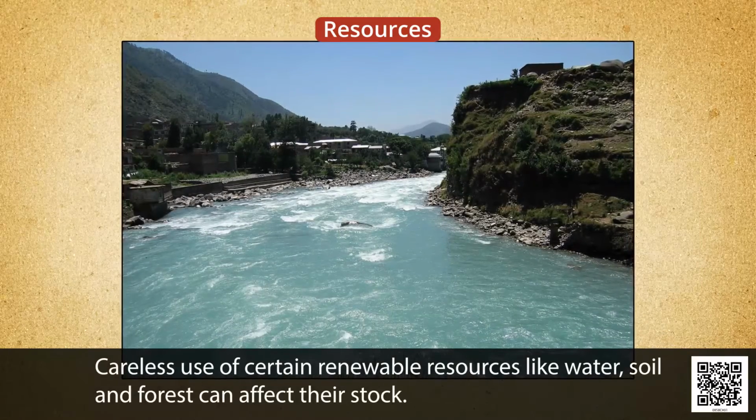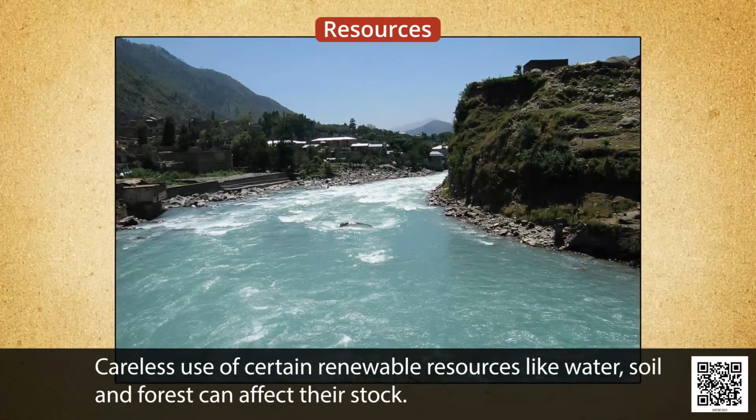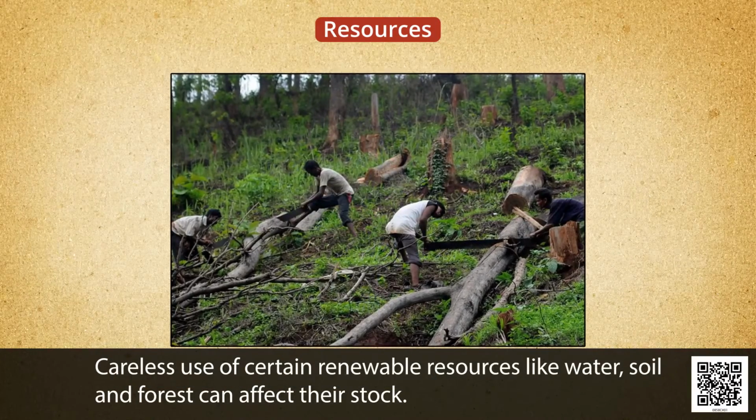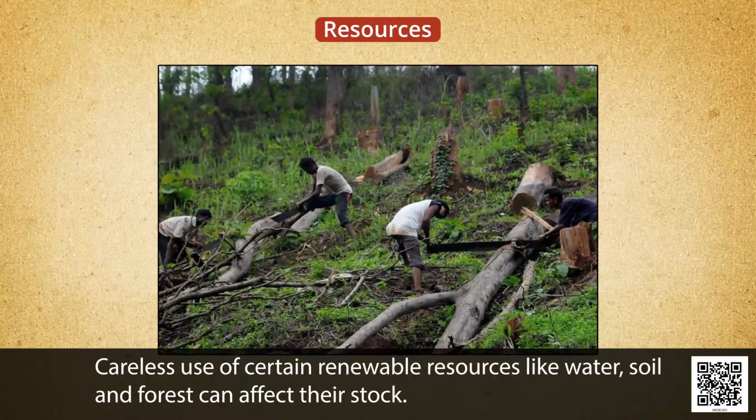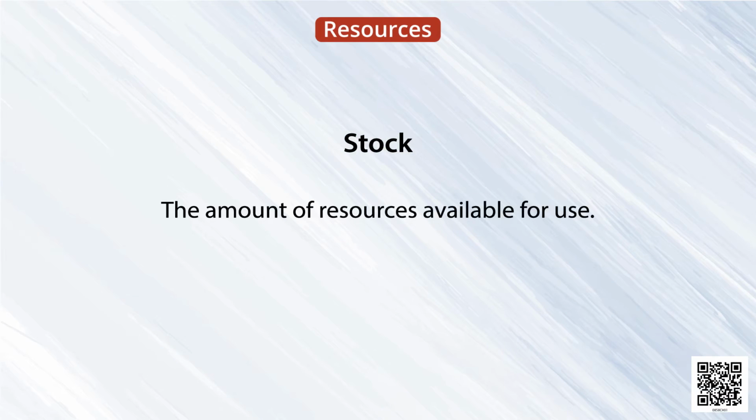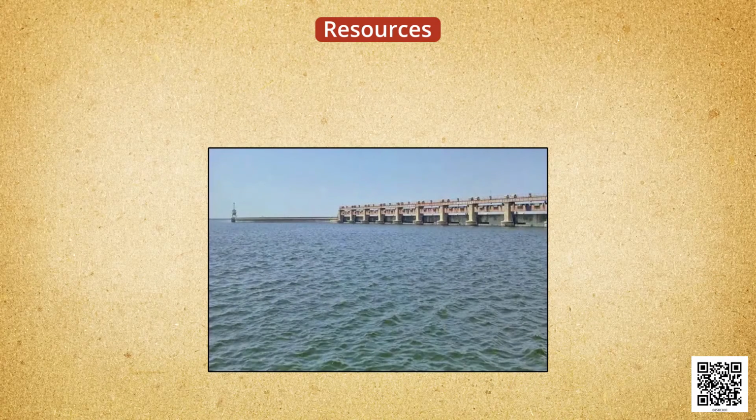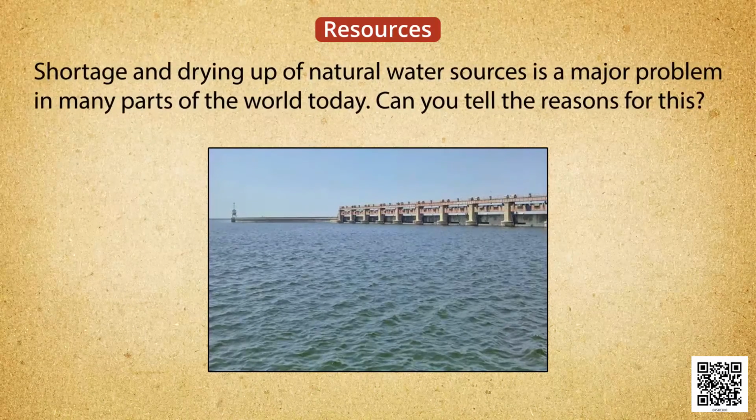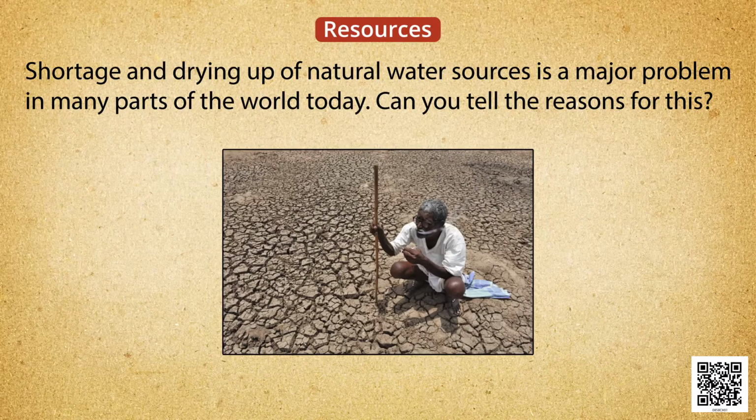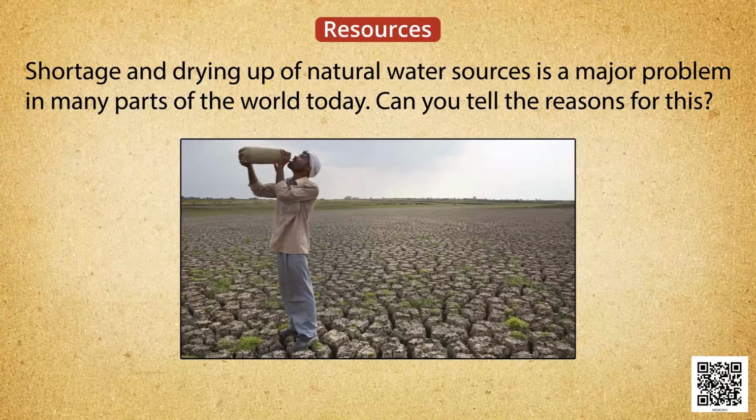Yet, careless use of certain renewable resources like water, soil, and forests can affect their stock. Here, stock refers to the amount of resources available for use. For example, water seems to be an unlimited renewable resource, but shortage and drying up of natural water sources is a major problem in many parts of the world today. Can you tell the reasons for this?